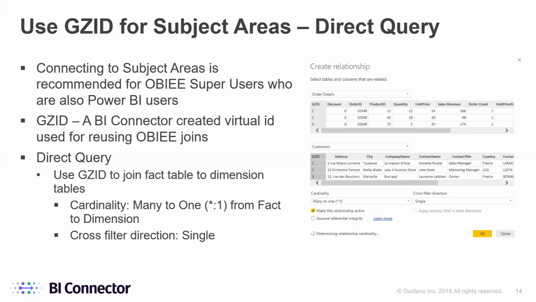You can connect to OBIE subject areas out of the box. Three, Power BI will send a single query to the fact and dimension tables instead of sending multiple queries to the subject area. So when you create the relationship, you should always set the cardinality to many to one and also the cross-filter direction to be single. So you can see GZID, and you can say okay. So let's see a quick demo of how to do this.